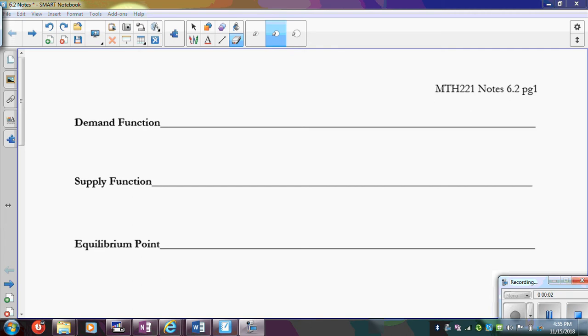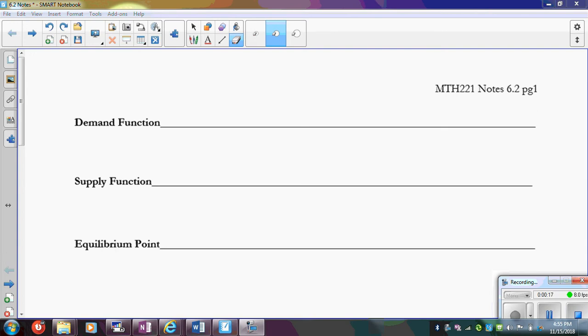In section 6.2, we're going to look at another application of integrals. And what we need to look at first is just a refresher on what the demand and supply function are. And then we're going to look at something called consumer surplus and producer surplus.